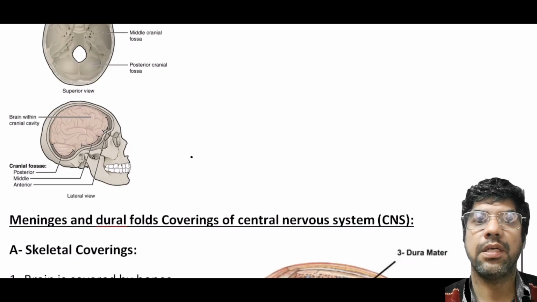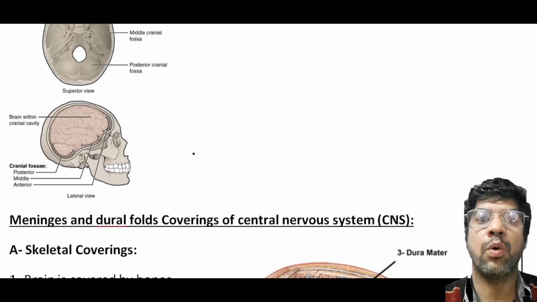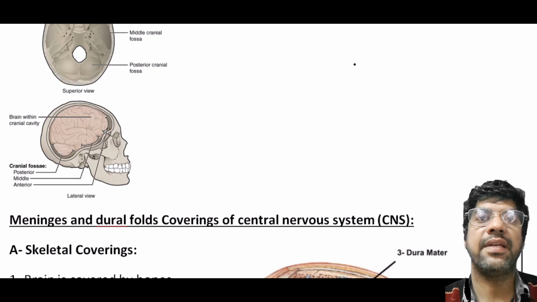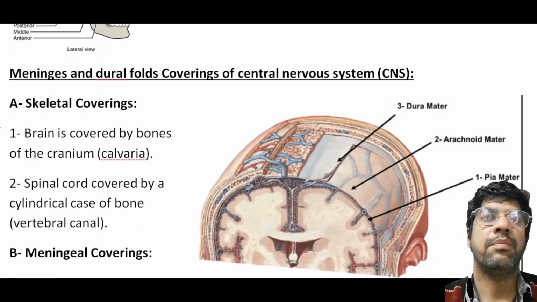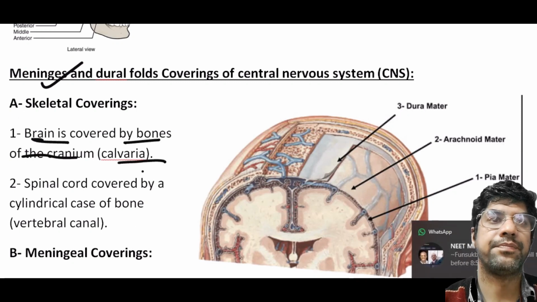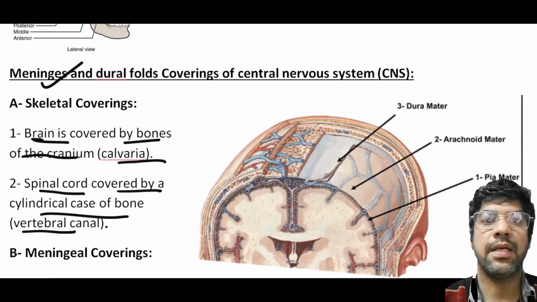The vault is the smooth, uniform upper wall and the base is the uneven lower part with three sections known as fossae that hold the brain. Inside the cranial cavity there are three layers covering the brain and providing protection. These layers are known as meninges. The brain is covered by the bone of the cranium, that is the calvaria. The spinal cord is covered by a cylindrical case of bone known as the vertebral canal.